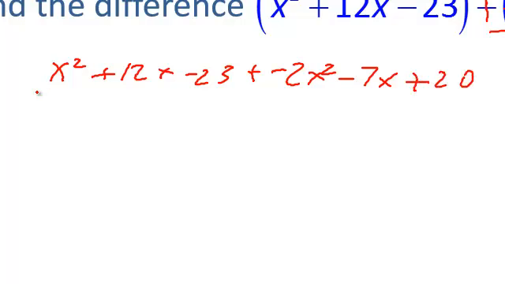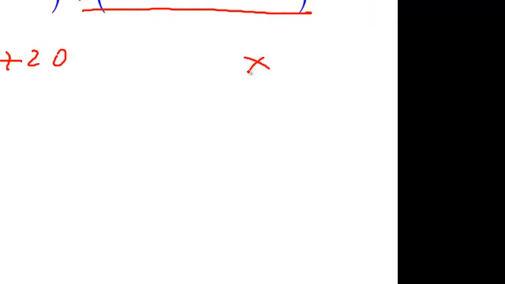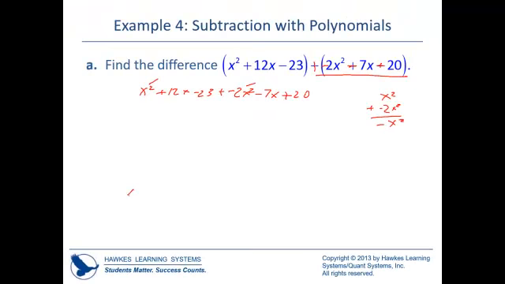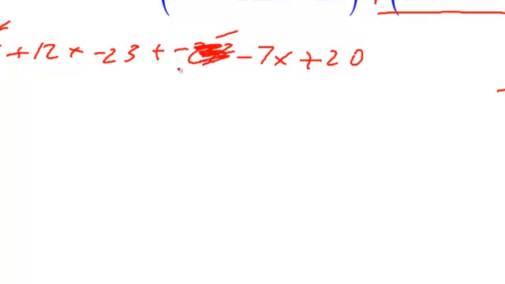And so I find my terms here that are alike. I got x squared here, I got a negative 2x squared there, so x squared plus a negative 2x squared is a negative x squared. So I'm going to write that down here. So a negative x squared, and I'm going to scratch these out so I don't count them again.